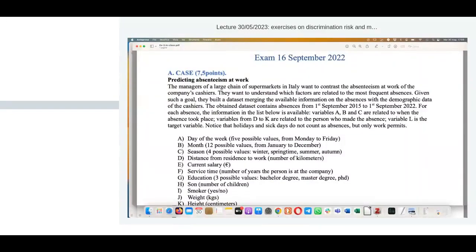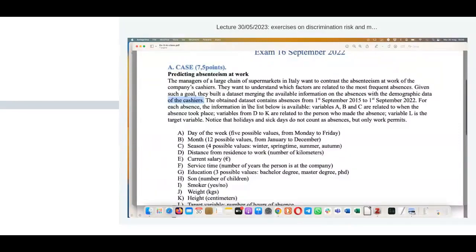The managers of a large chain of supermarkets in Italy want to contrast the absenteeism at work of the company's cashiers. So only a specific occupation, the cashiers. They want to understand which factors are related to the most frequent absences. Given such a goal, they built a dataset merging the available information on the absences with the demographic data of the cashiers. The obtained dataset contains absences from the 1st September 2015 to the 1st September 2022.